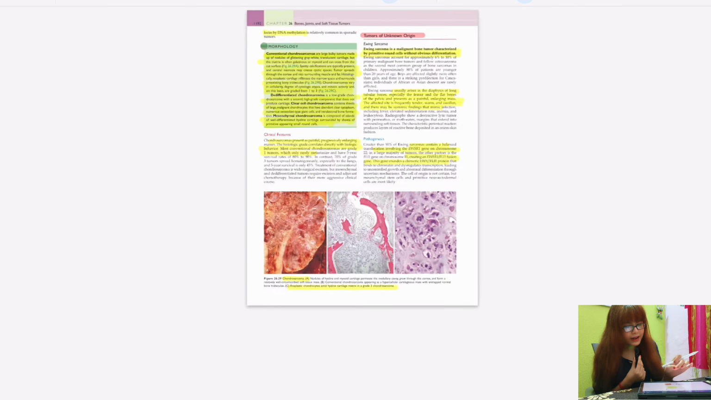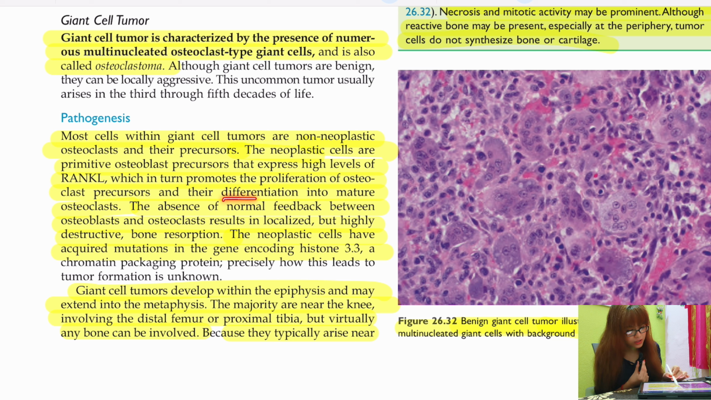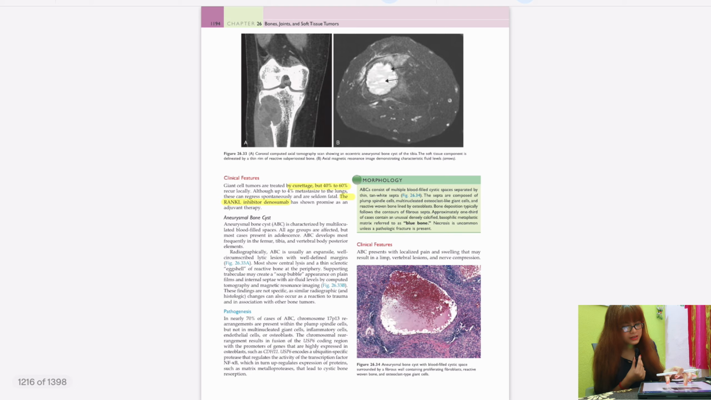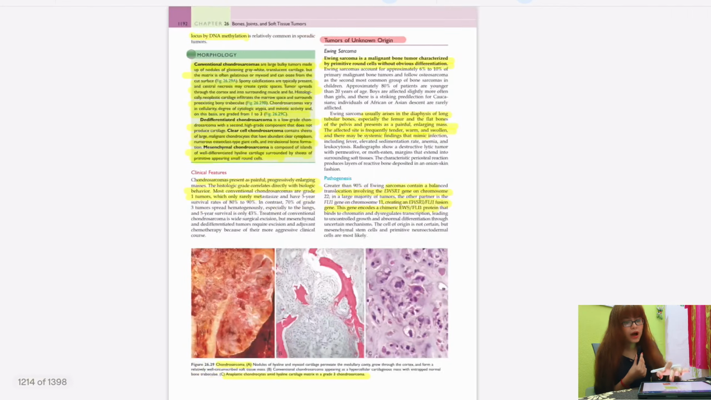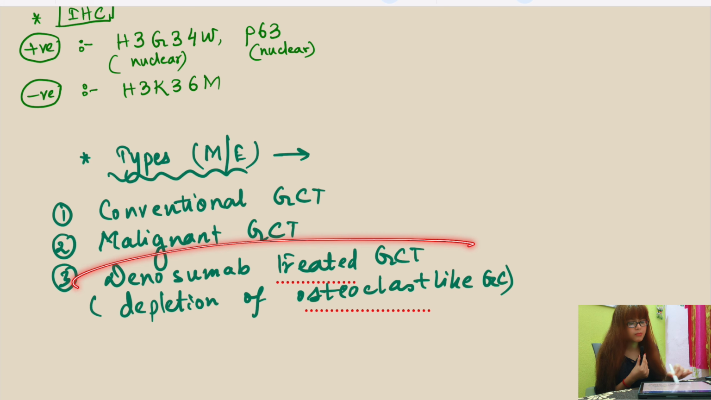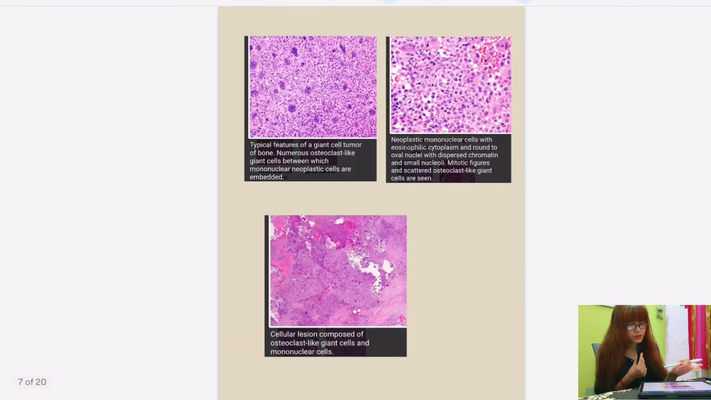So I just wanted to highlight one important point over here, that in case of GCT you will see that this RANK ligand is important. The osteoblast precursors will express the RANK ligand, which promotes the proliferation of the osteoclastic precursors and their differentiation into the mature osteoclast. This absence of normal feedback will ultimately result in localized but highly destructive bone resorption. And the most important point here is the RANK ligand inhibitor known as denosumab, important MCQ. And therefore there is also a kind of GCT known as denosumab-treated GCT, in which you will find that the osteoclasts are depleted. So we are done with this.